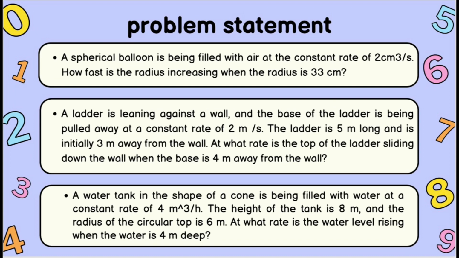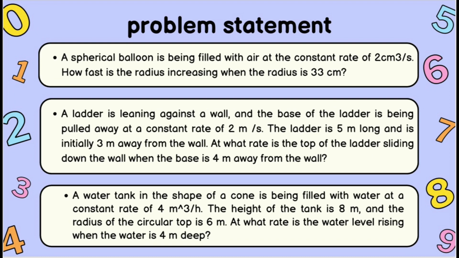Second problem. A ladder is leaning against a wall and the base of the ladder is being pulled away at a constant rate of 2 meters per second. The ladder is 5 meters long and is initially 3 meters away from the wall. At what rate is the top of the ladder sliding down the wall when the base is 4 meters away from the wall?